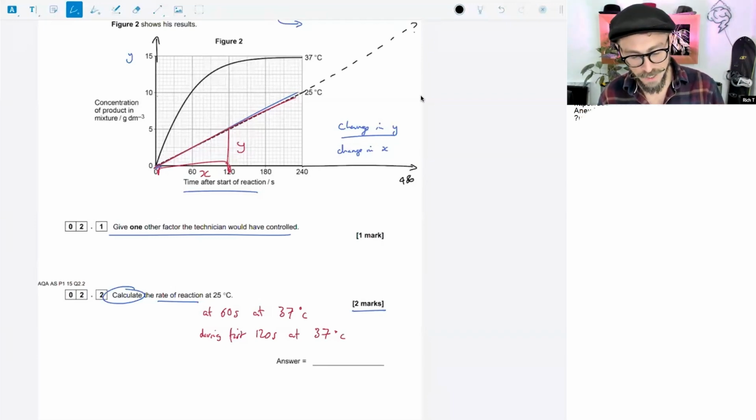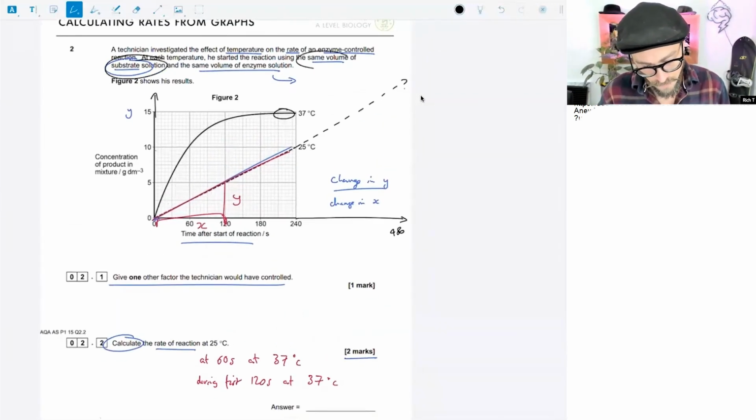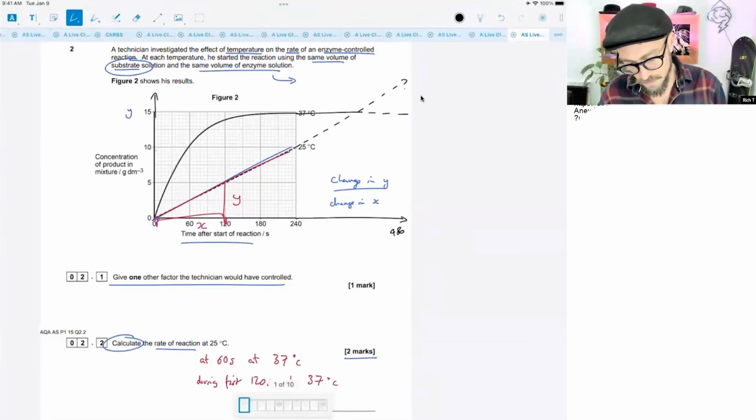And this comes back to, yeah, okay, so this, why did this one plateau? It ran out of substrate. So if it had the same volume of substrate and the same volume of enzyme, then that is max. So it would be a straight line up to that point, and then it's going to level off.